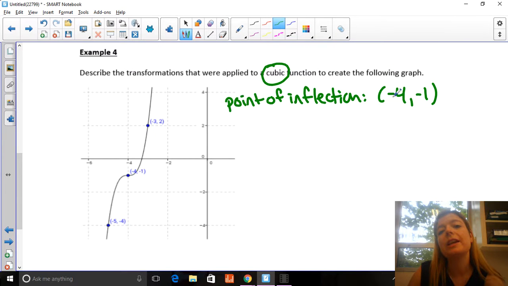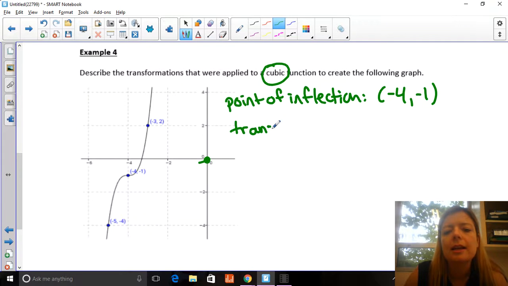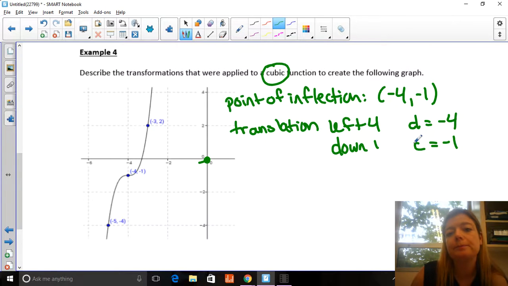This is kind of the equivalent to a vertex of a quadratic function. If you know that it used to be at 0, 0, so if you look for the vertex, you can see how much it's been moved left and right. So the original point of inflection was here, which means this had to be moved to the left. So it must have had a translation left 4 and a translation down 1. So think about it. That means your D value would be -4 and your C value would be -1.